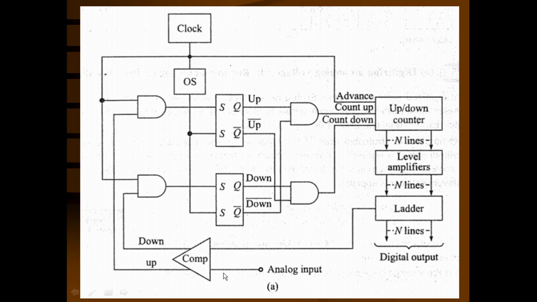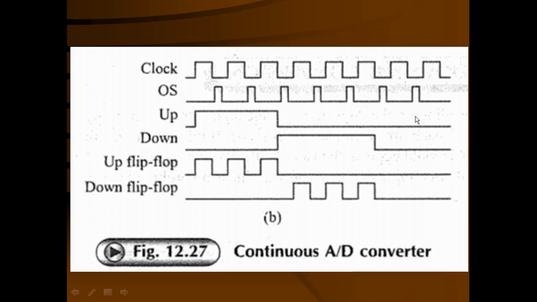So if the analog input voltage is more positive with respect to the reference voltage, the up line is going to be high and the down line is going to be low. So the output of this gate is going to be 0. This gate is disabled and this gate is enabled. So the first clock pulse will pass through this gate and set this flip-flop. So Q becomes 1 and down bar is also going to be 1, and hence the output of this gate is going to be 1. The count up line is going to be high, the count down line is going to be low, and the first clock pulse will advance the counter in the up direction.